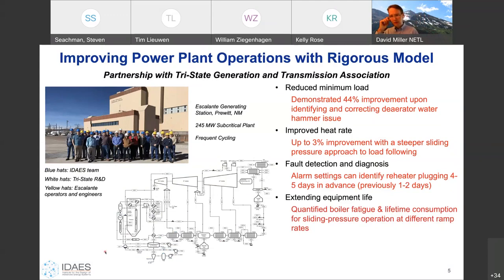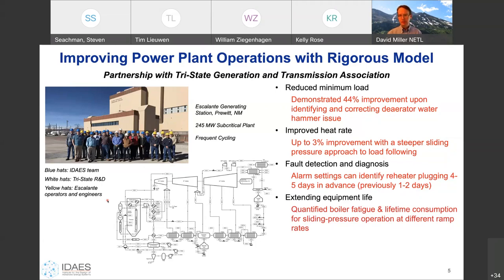So the first example that I'd like to share is some work that we've done on improving power plant operations using rigorous models. This was a partnership with Tri-State Generation and Transmission with their Escalante power plant in New Mexico, shown here. And four of the major outcomes that I wanted to highlight: through our work in developing detailed models for this, the plant was able to demonstrate a 44% improvement on minimum load. Through this modeling and through the use of the data and data reconciliation capabilities, we were able to identify that there was a deaerator water hammer issue, figured out where that was so that it could be corrected, and then identified opportunity for heat rate improvements as the plant ramps up and down.